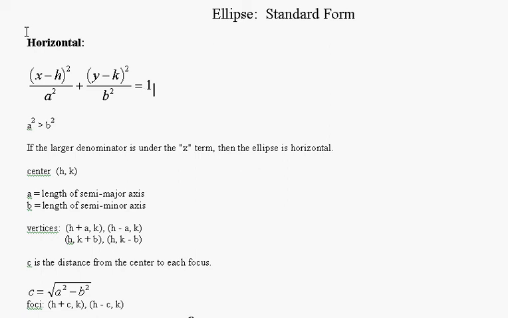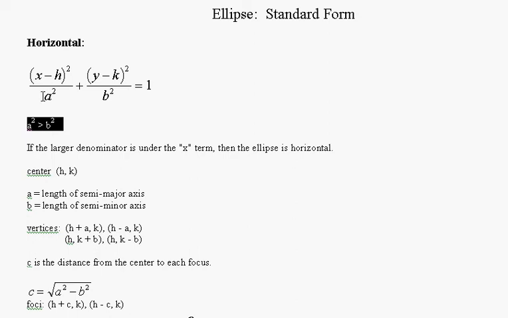Now, question is, how do we know whether it's horizontal or vertical? And to answer that question, look at the denominators. A squared is greater than b squared. The key to finding out whether this is horizontal or vertical is to look to see which denominator is larger. That is only true for ellipses, not true for hyperbolas. So please keep that in mind.